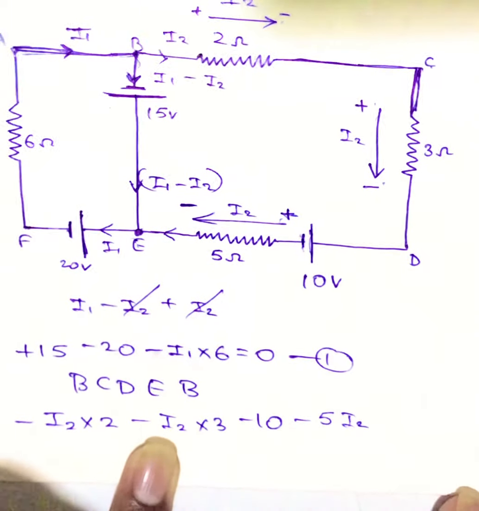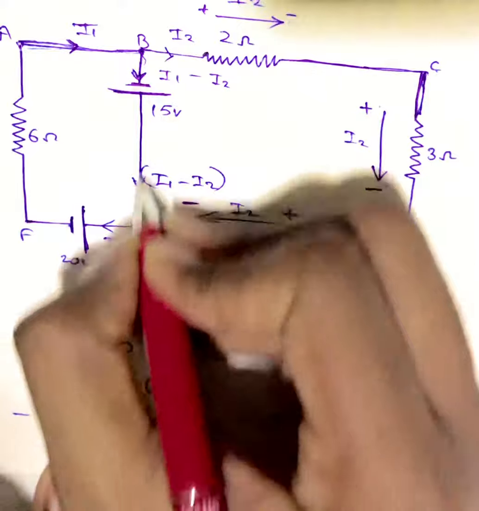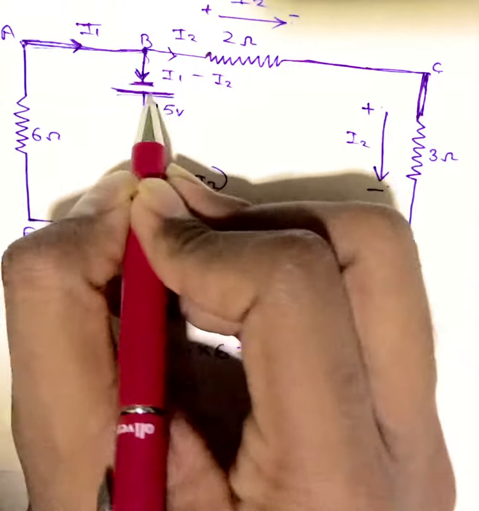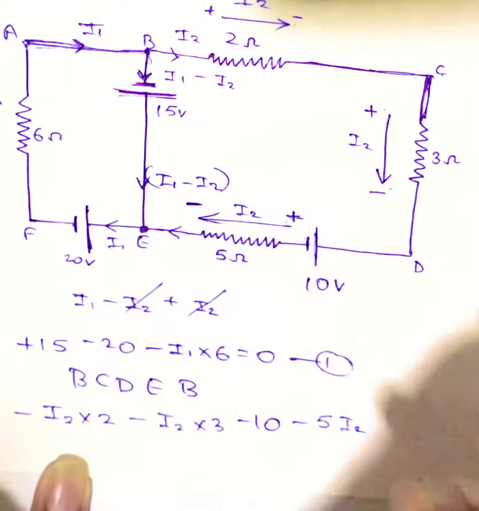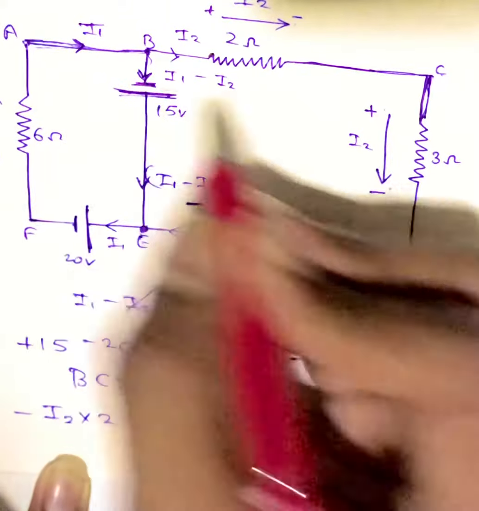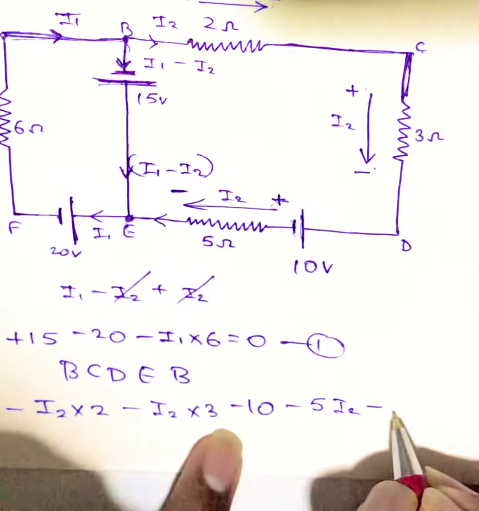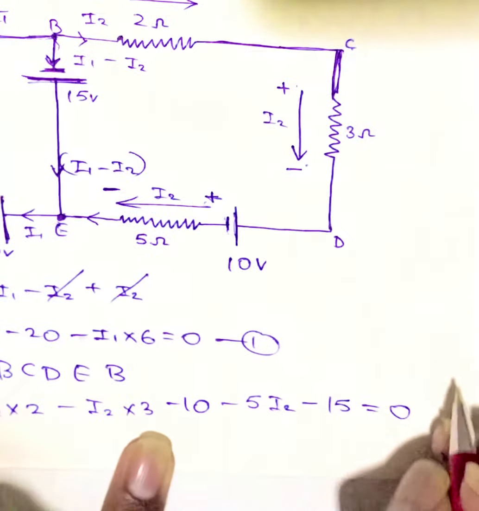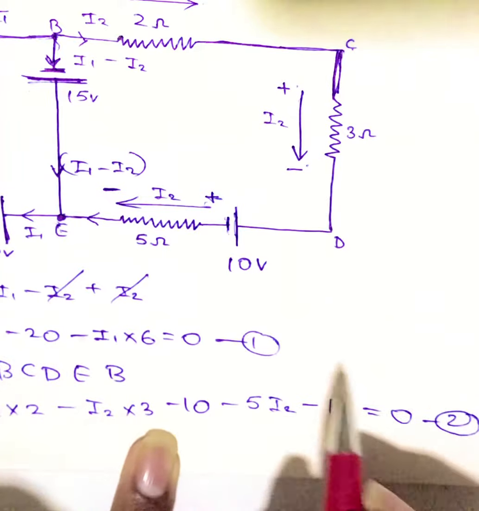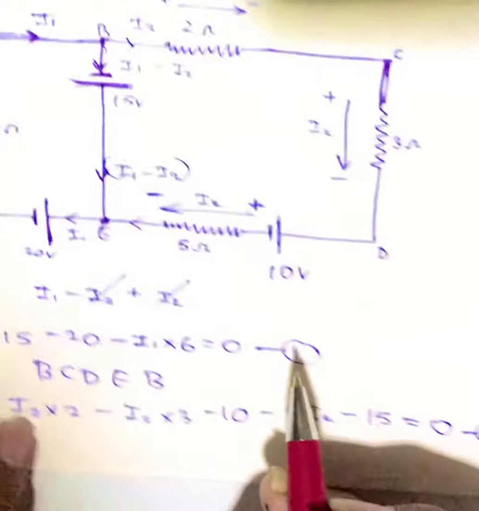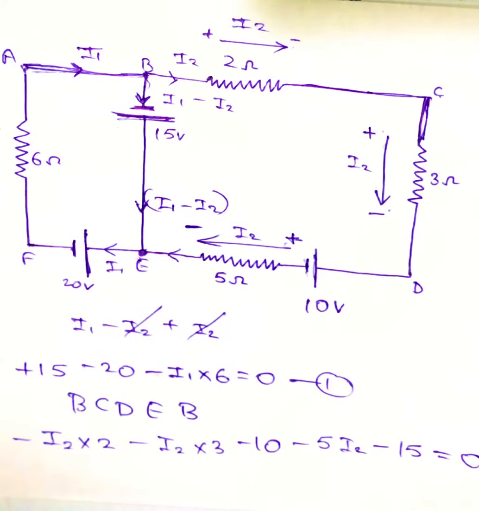Now when we move from E to B, we don't consider the first sign, we consider the second sign of the battery, therefore minus 15, and the summation of all this is equal to 0. So you have got these two equations. These two equations are nothing but the Kirchhoff's voltage equations. After solving these two equations, you will get the values of I1 and I2.